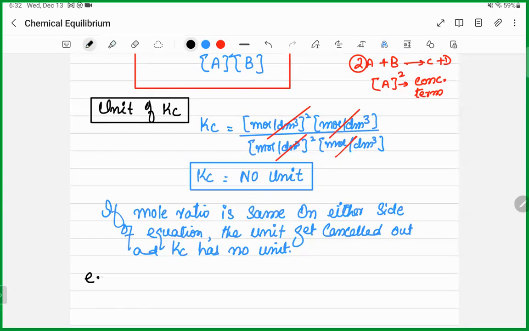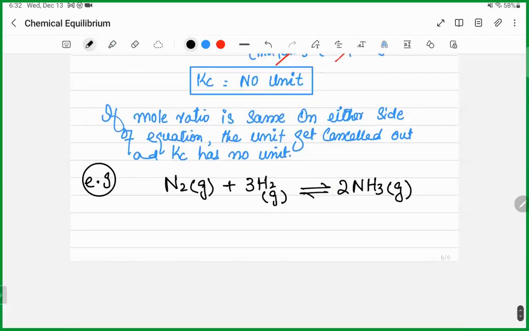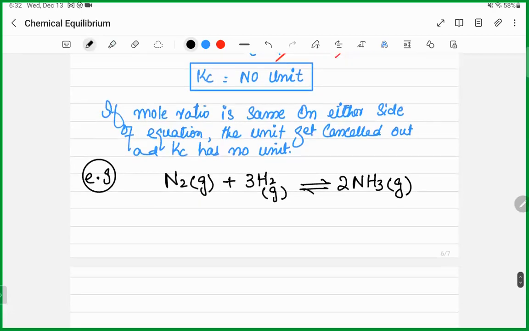Then beta, now let's practice this one. As I said, you can write down the Kc for an equation in which all liquids are present, or for the equation in which all gases are present. Okay, so can you write down the expression of Kc for this formation of ammonia equation? Sorry, yeah, for this equation.